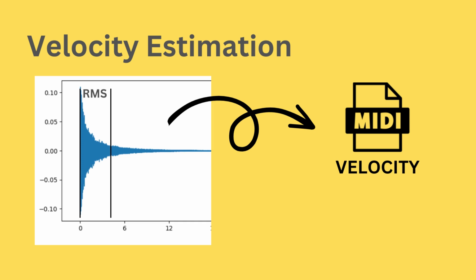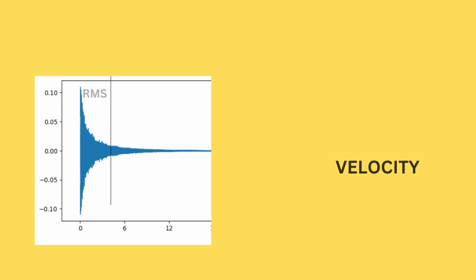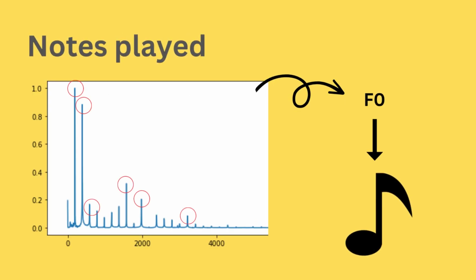For fundamental frequency estimation, we take a fixed-sized window after the onset and use it to calculate the DFT. By detecting the peaks, the fundamental frequency is identified, and the note with the closest frequency is selected.